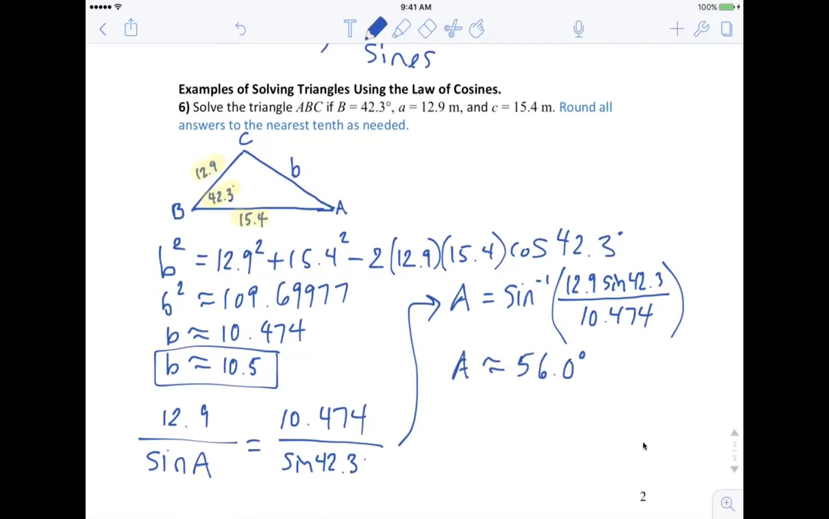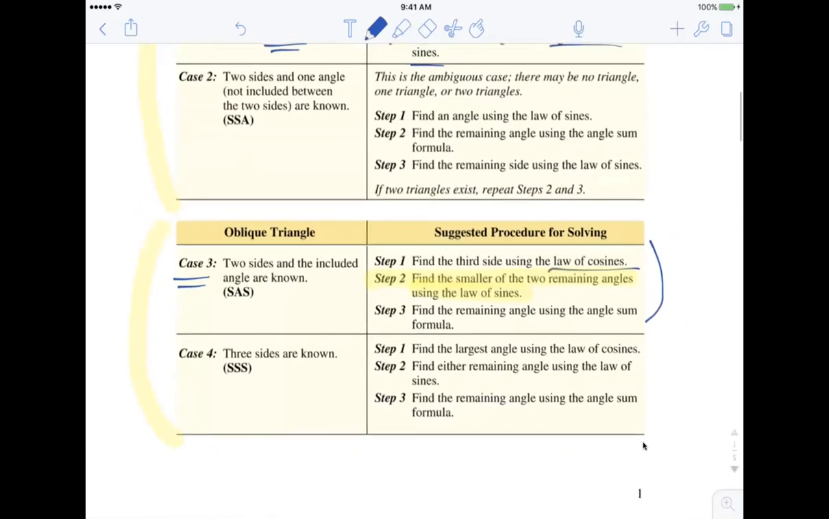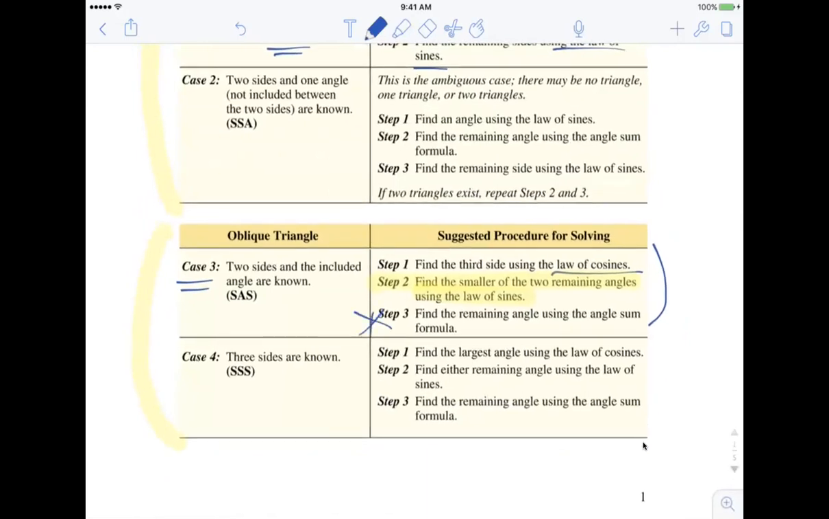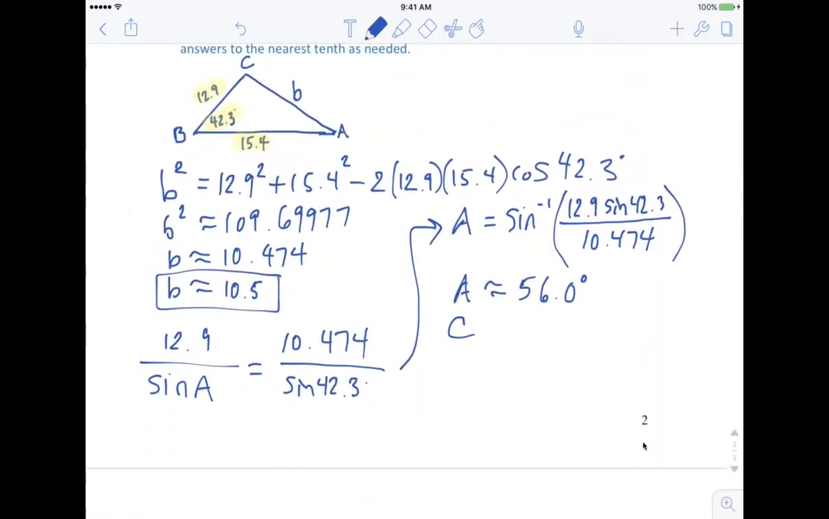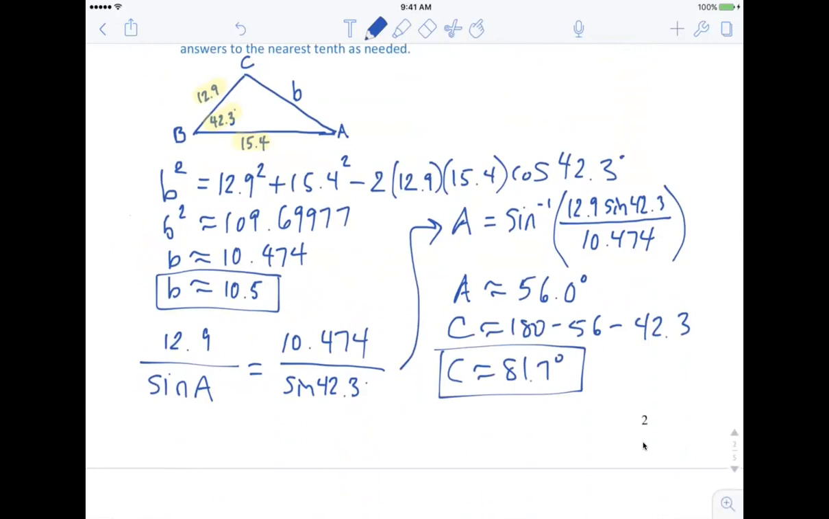Okay, we got one more angle to get, and that's angle C. I can now do that by just using the 180 rule. I think that is the third step. So step 3 right there, find the remaining angle using the angle sum formula or that 180 rule for triangles. So C is about 180 minus that 56 we just found, minus the 42.3, and that's going to be 81.7 degrees. And there's C.